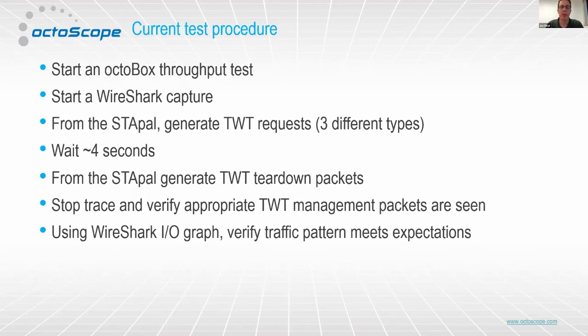We'll stop the trace at the end. We'll take a look at the TWT management packets, and we can look at some of the parameters that are inside those. And then we can use the Wireshark IO graph to take a little look further into what the packets look like and how the patterns show up there.